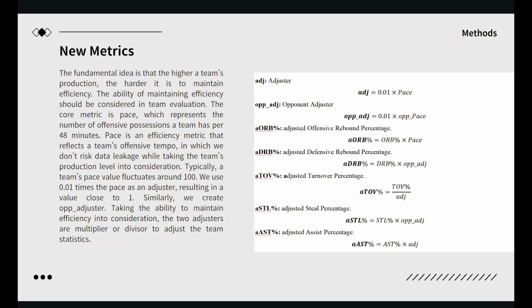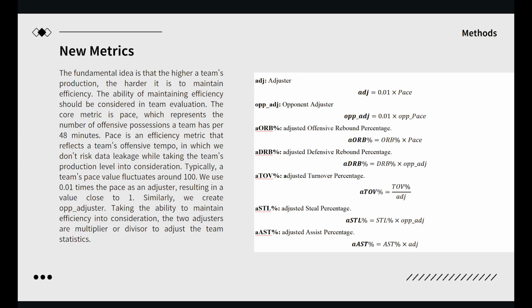The primary metric under scrutiny is pace, defined as the number of offensive possessions a team has per 48 minutes. Pace serves as an efficiency metric that reflects a team's offensive tempo. This approach mitigates the risk of data leakage while accounting for the team's production level. Typically, a team's pace value fluctuates around 100, representing the average number of possessions per game.